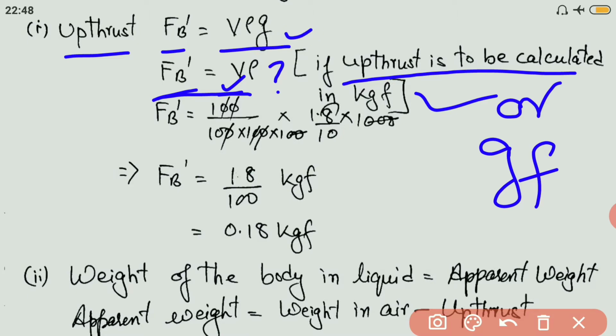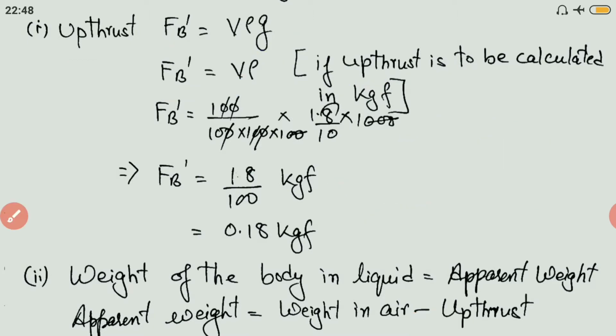This is for finding the upthrust in Newton. If I multiply this value by 10, I should get the answer in Newton. Now this 10 should be the value of acceleration due to gravity. So if I am not using acceleration due to gravity, then simply I will get the answer in kgf, which is an easier option.